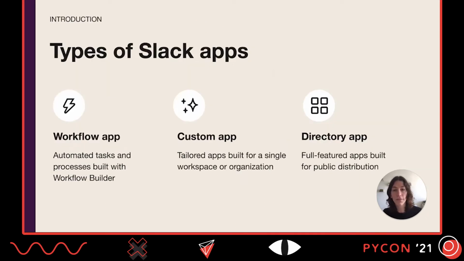There are different ways to actually interact with Slack. The first is a workflow app, which is built using our workflow builder tool. But the two we're going to focus on are custom apps and directory apps. These both use our full suite of APIs and different platform features to allow you to more deeply integrate into Slack. The difference is that custom apps are built for a single team or organization, whereas directory apps can be installed by any team or any organization directly from our app directory.